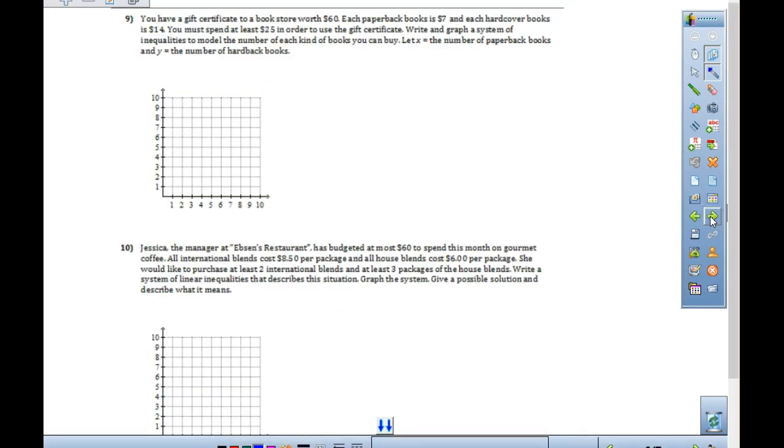Question number 9 is the one on the test where I will ask you in 9 and 10 to write the inequalities first. So if you take a look at number 9, we are writing an inequality.